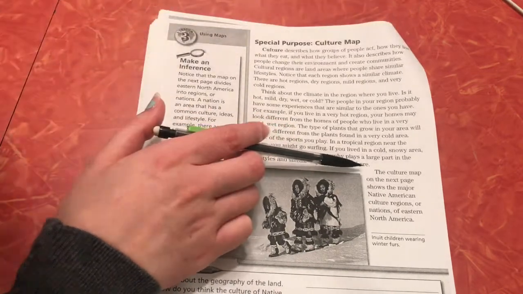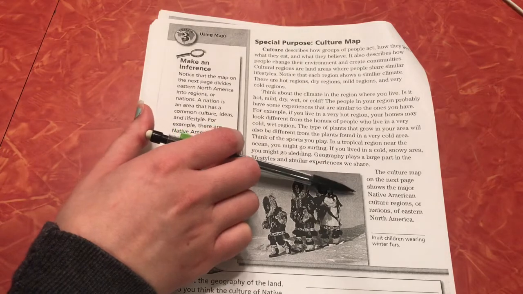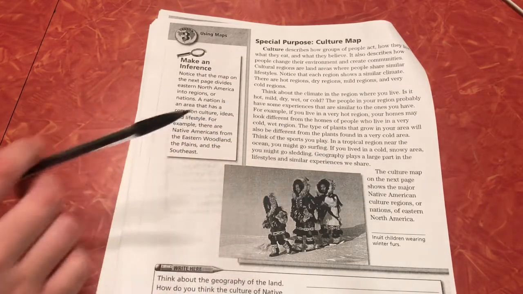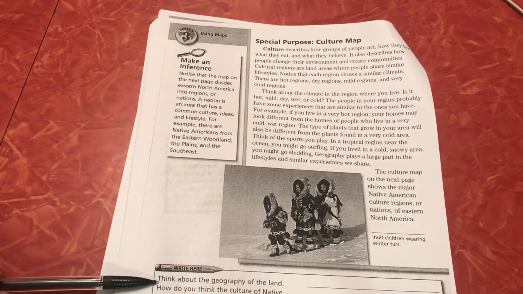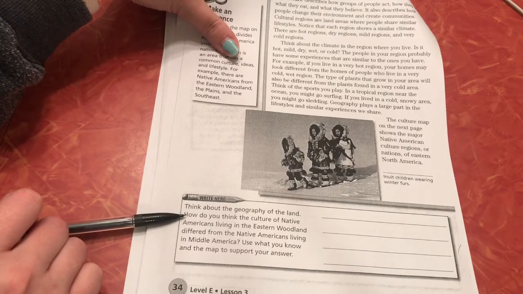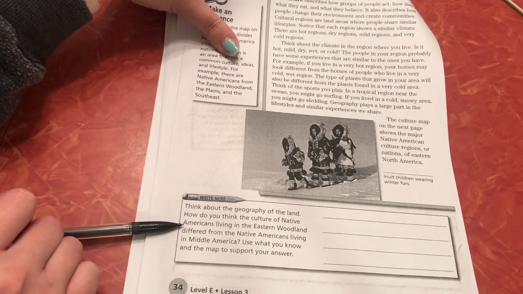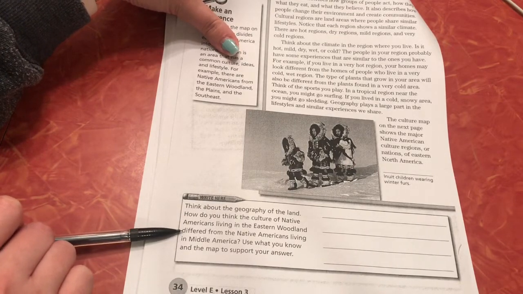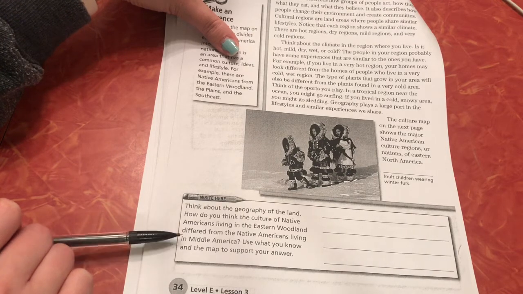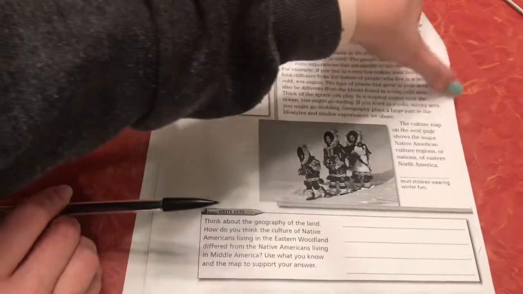The culture map on the next page shows the major Native American culture regions or nations of eastern North America. Think about the geography of the land. How do you think the culture of Native Americans living in the eastern woodland differed from the Native Americans living in Middle America? Use what you know and the map to support your answer.